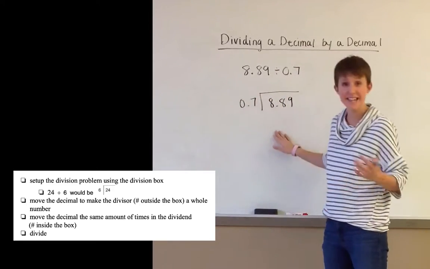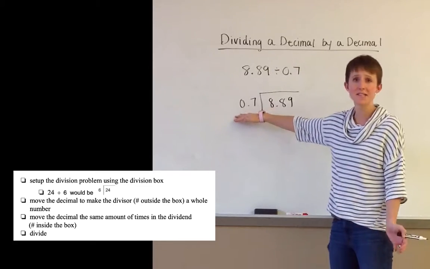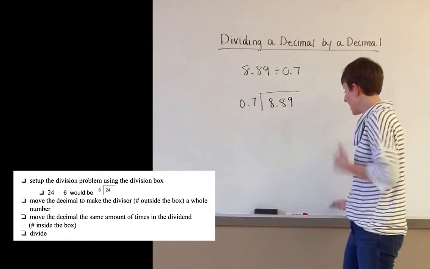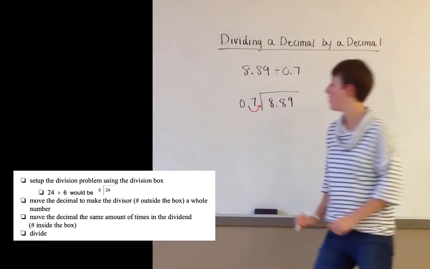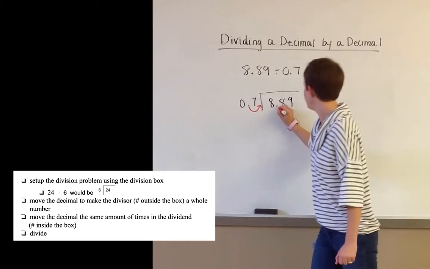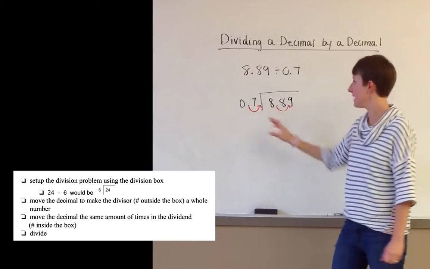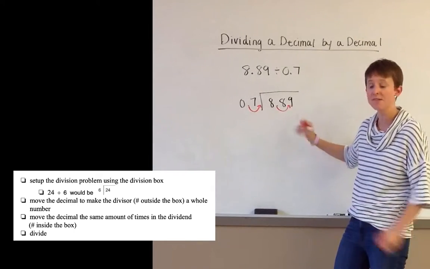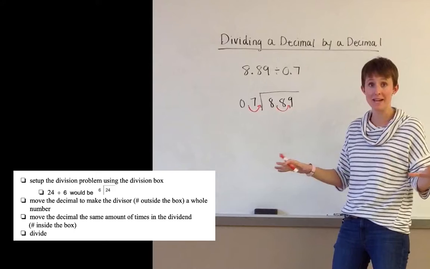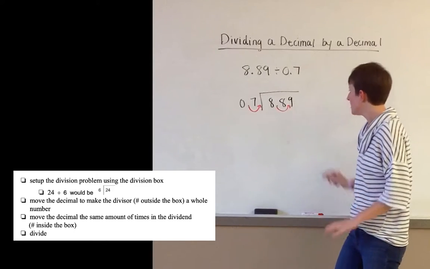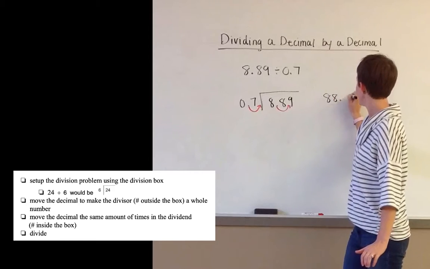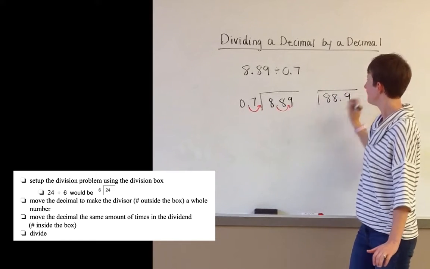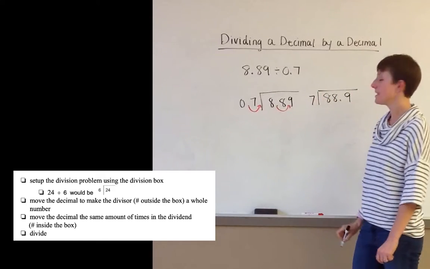Now, this problem is slightly awkward. I'm not used to seeing a decimal as my divisor, and I can change that. I can go, hey, if I move this decimal place 1 point to the right, and I move this decimal point 1 point to the right, see how I did it both the same amount of times? I'm actually going to maintain equality here. So my new problem would look like this. 88 and 9 tenths divided by 7.